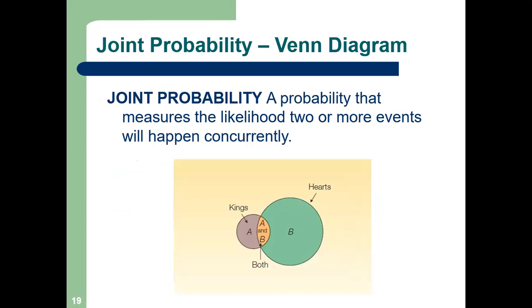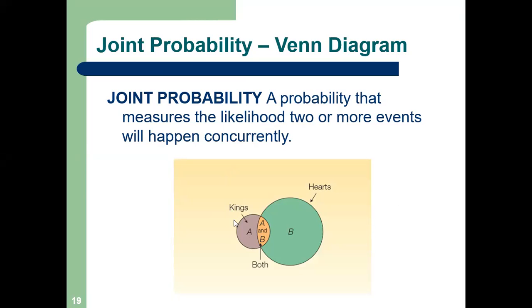This is a Venn diagram example. Here you can see the joint probability concept. You can see there is an event A. In our previous example, A was the card of king, and event B was the card of heart.